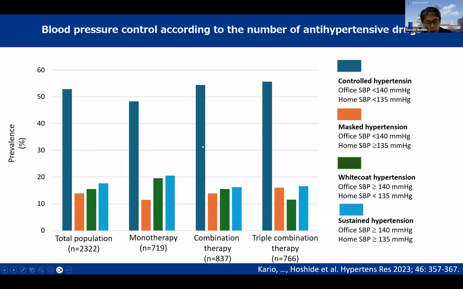In treated patients, from our data, which enrolled over 2,000 hypertension patients treated with more than one antihypertensive drug, about 50% of patients were controlled in both office and home blood pressure. However, even with an increased number of antihypertensive drugs, the control rate does not increase.